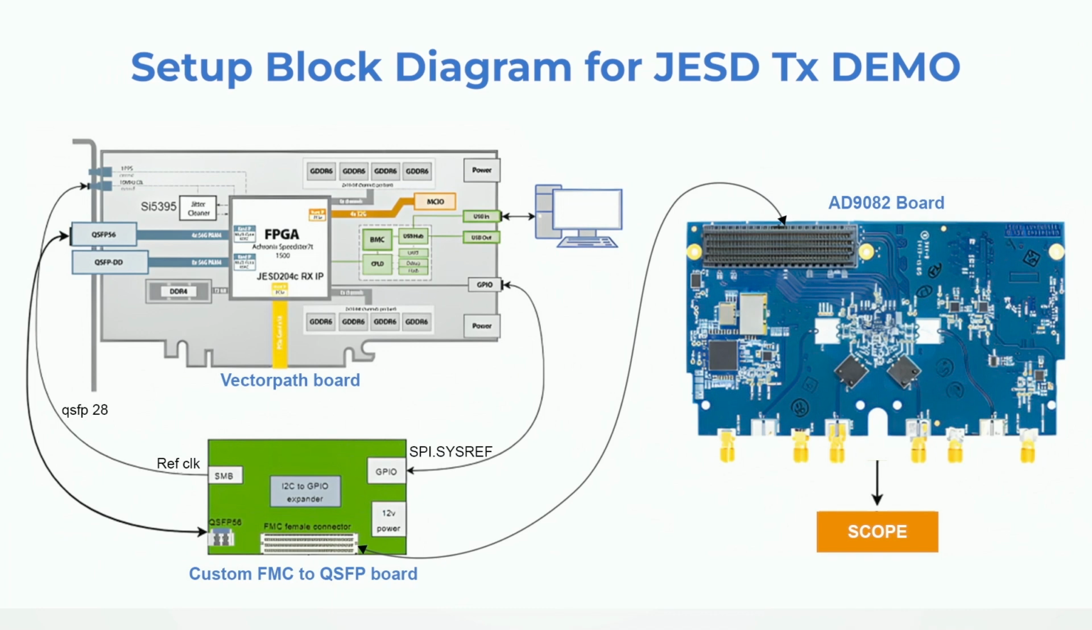Now this is the setup block diagram for the JESD TX demo. Here we will program some samples into the memory at the input of the JESD TX IP, which will send the data from this FMC adapter card to the Analog Devices AD9082 board, and here the expected waveform we can see on the scope present at the output of the DAC chip of the AD9082 board.